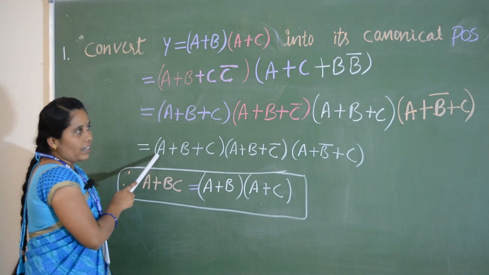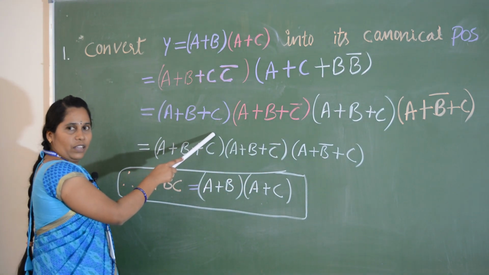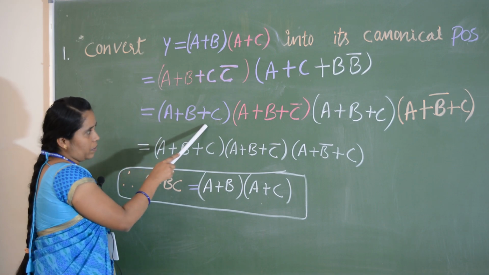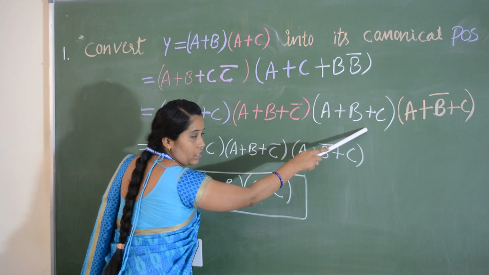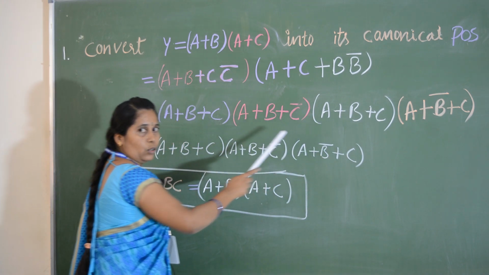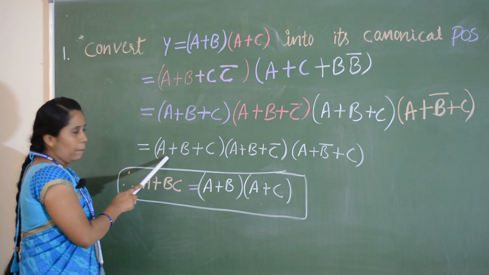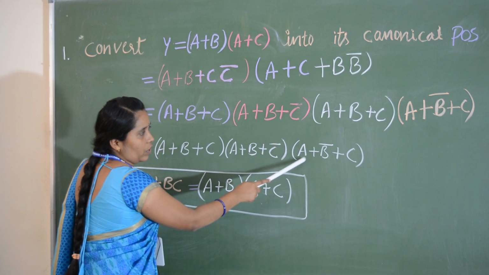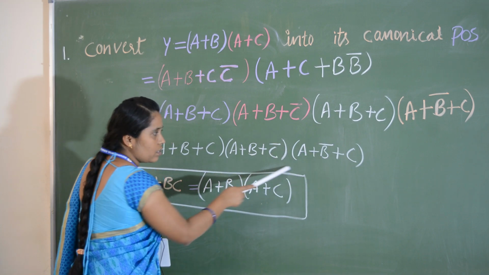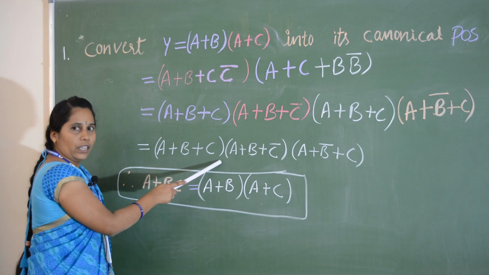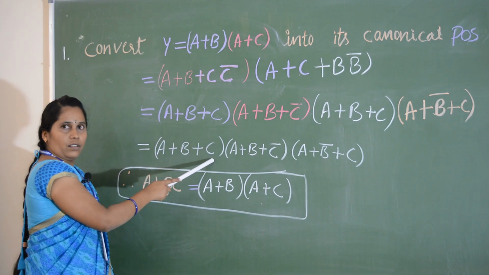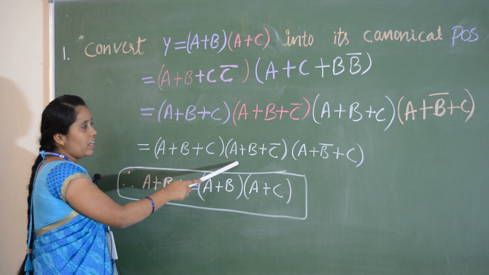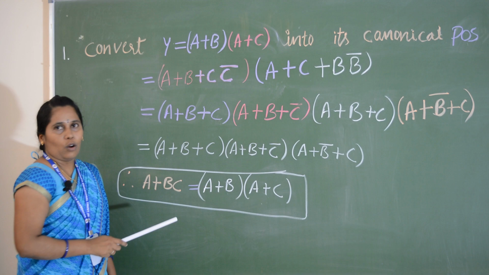Now identify the repeated variables. In this expression, the repeated variables are A plus B plus C and A plus B plus C. So there are two times, write it only one time, that is A plus B plus C into A plus B plus C bar into A plus B bar plus C. So this is the final expression of canonical POS. See each sum term. In each sum term, all the variables are there and variables may be complemented and uncomplemented form.